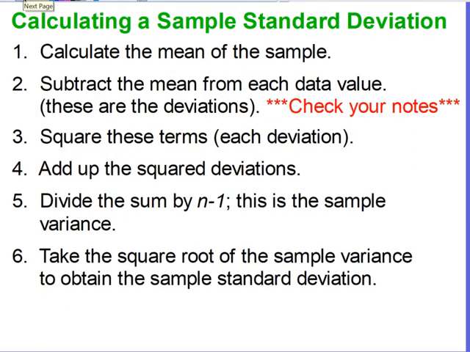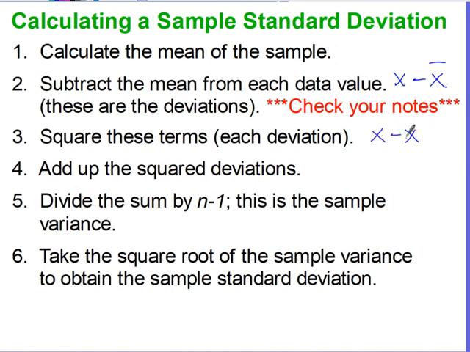Calculating sample standard deviation, I go through a process here. First of all, you find the mean. So take the sample, calculate what that average would be. Subtract the mean from each data value, and that's going to look like x minus x bar in the formula. So if you were to see that, it means to take the sample mean from each individual data value that you've got, then square each of these terms.